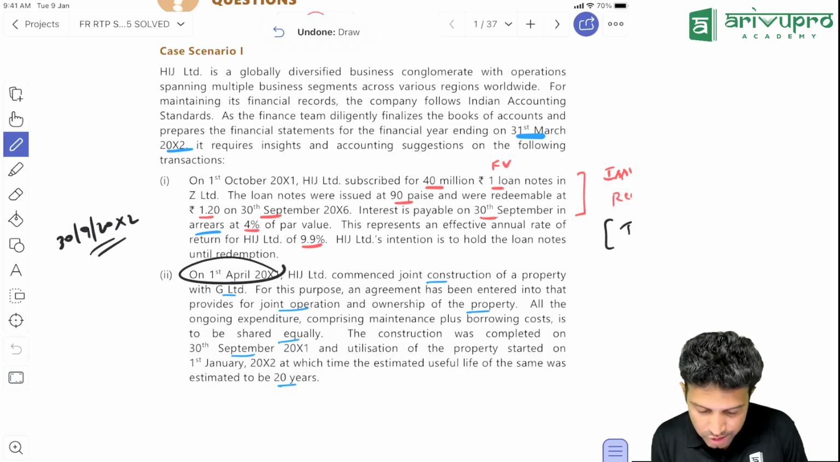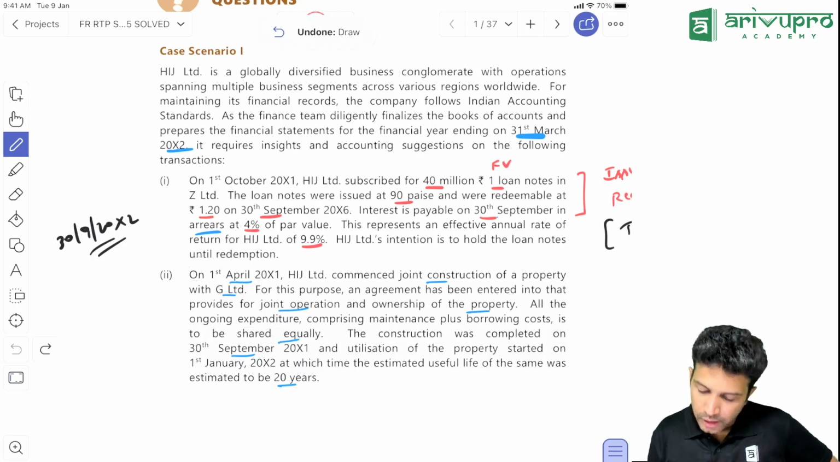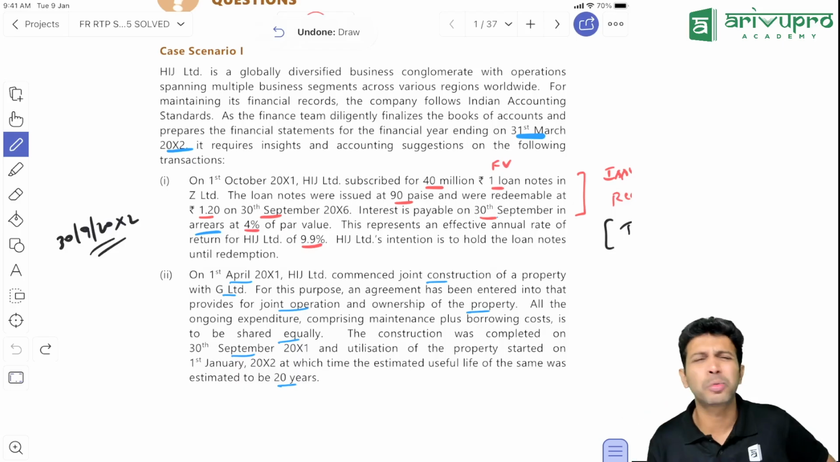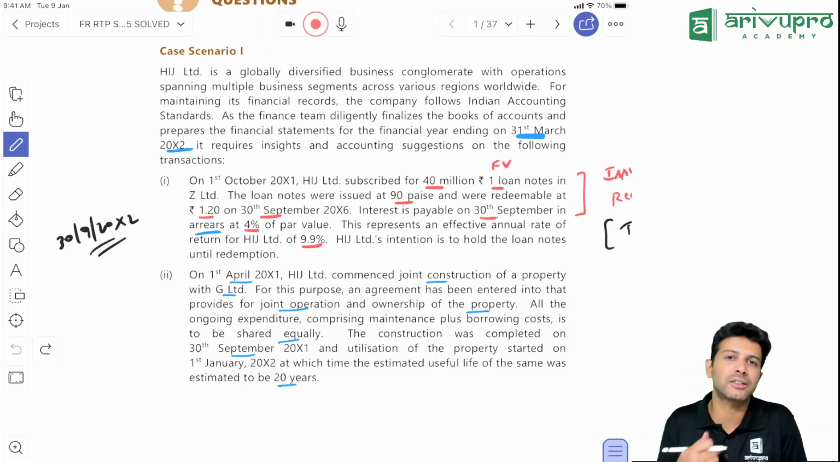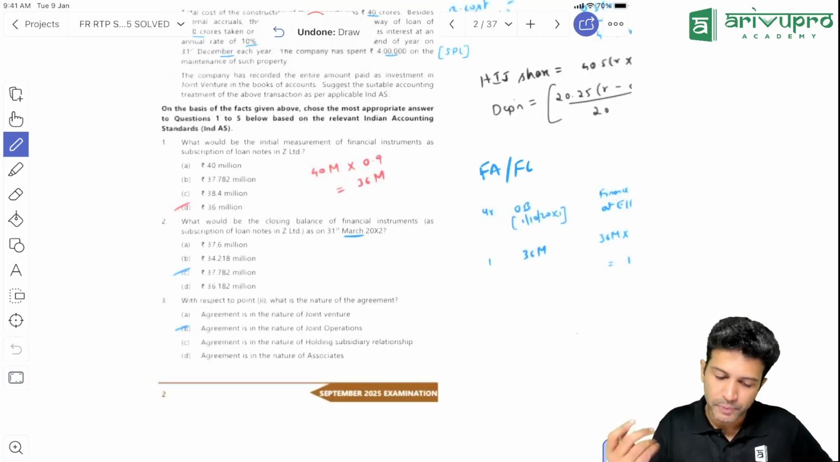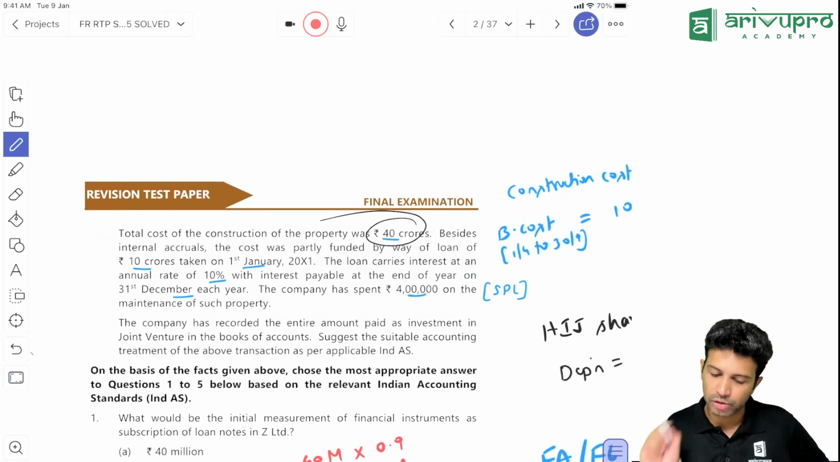You started the construction on 1st April, and it ended on 30th September. That's about 6 months. The utilization of the property was on 1st January. That's put to use. Put to use is irrelevant for accounts. We only check the day the asset is ready to use, which is 30th September. Useful life is 20 years. Now, that's to construct this property. The construction cost was 40 crore is what they're saying.